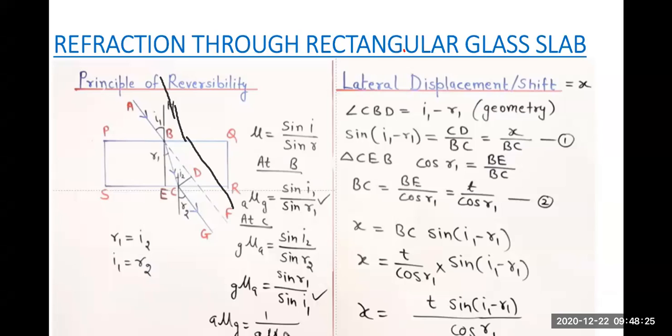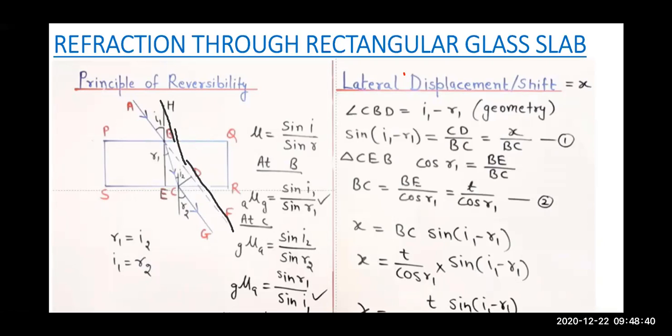So the final path of the light after it undergoes refraction and reflection is reversed, meaning the ray will retrace its entire path. Here, PQRS is a rectangular glass slab and AB is the incident ray at an angle of incidence I1 at the point of incidence B. Now, as the ray enters from rarer medium to denser medium, the ray will bend towards the normal. So this is your refracted ray and the angle of refraction is R1.